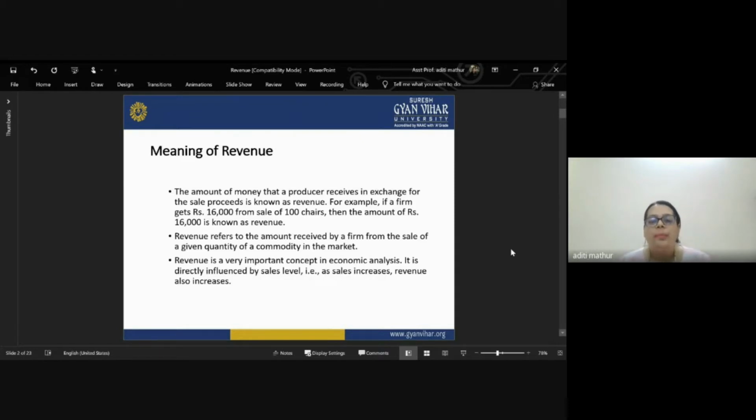Revenue is a very important concept in economic analysis. It is directly influenced by sales level. That is, as your sales increase, revenue also increases. So we know that we are earning the revenue from our sales. That is why revenue and sales are directly proportional. If one increases, the other also increases. If the number of units sold decreases, the revenue will also dip down.